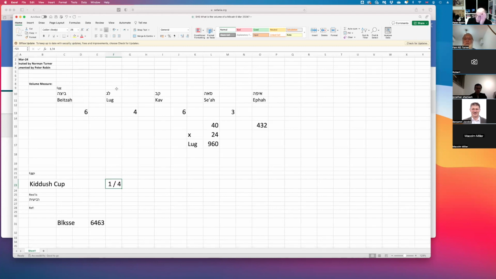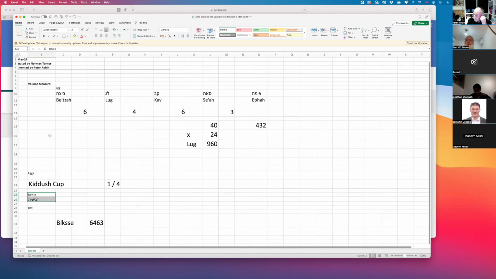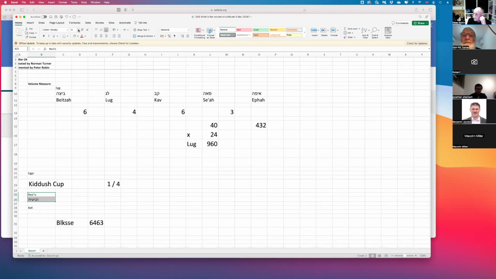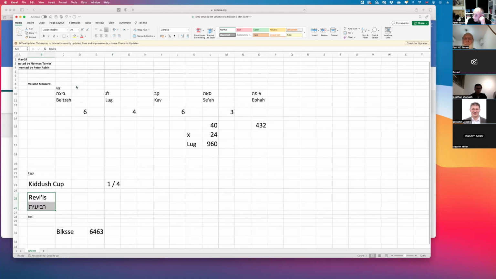Excellent. Now, therefore, we also know that's called a revius. You've got that word there, Kiddush cup. Underneath that, it says revius. A revius means a quarter of a lug. So far, so good. Now, we also know, as mentioned, we talk about Kiddush cup, but there are two views what a revius is, and that's important for Seder night too.